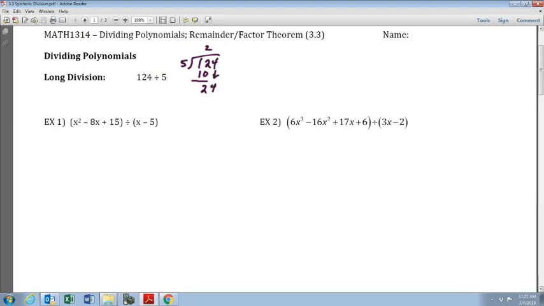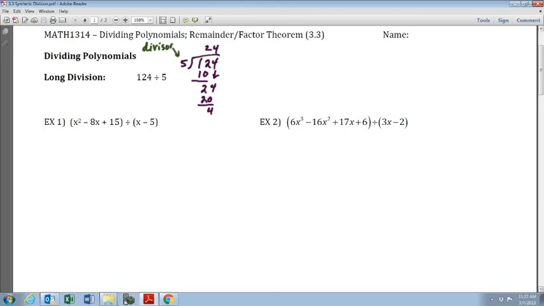We say 5 goes into 24 how many times? That would be 4. And 4 times 5 is 20. Then we subtract, and we get 4. And at this point we can stop, because 4 is less than our divisor, the number 5. And so at this point we're done.